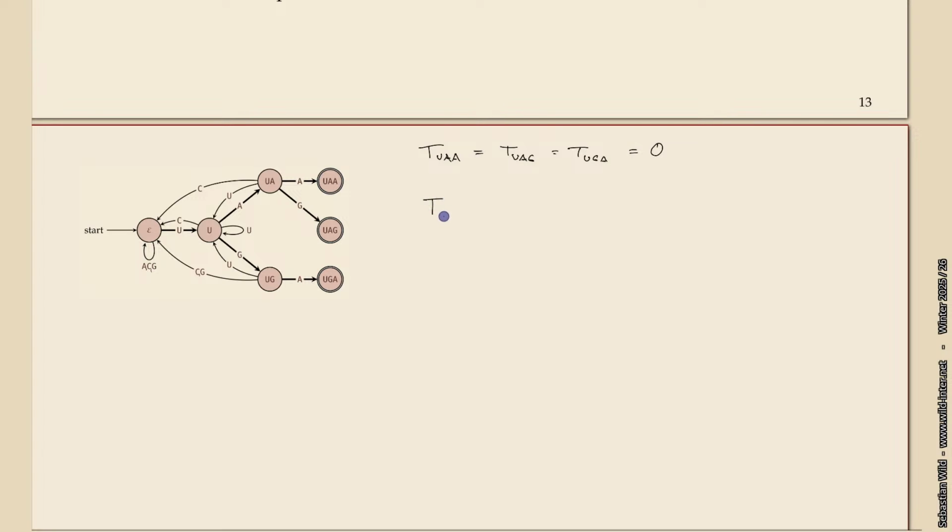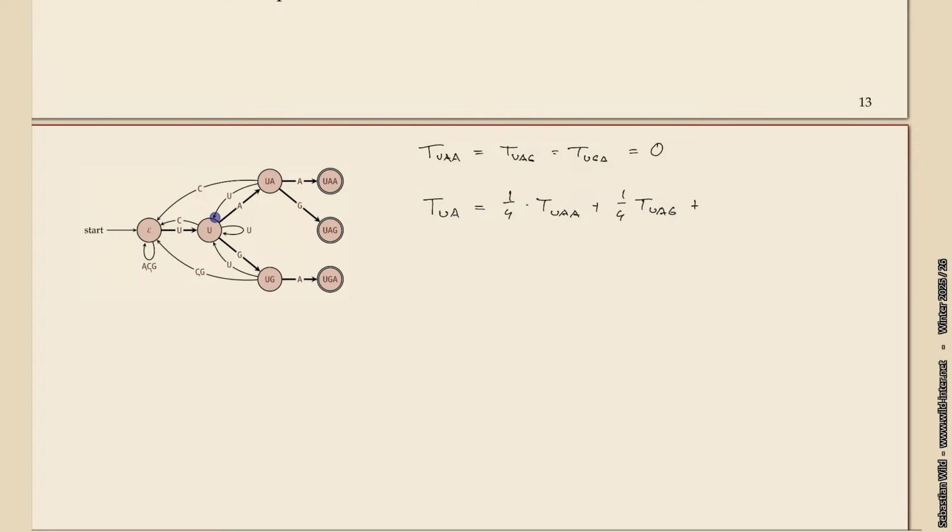For example, for UA, there's a 1 in 4 chance to go to TUAA. And there's another 1 in 4 chance to go to TUAG. Now, of course, I could have shortcutted this because these are contributing 0. But there's one thing missing. I'll come to that in a second.